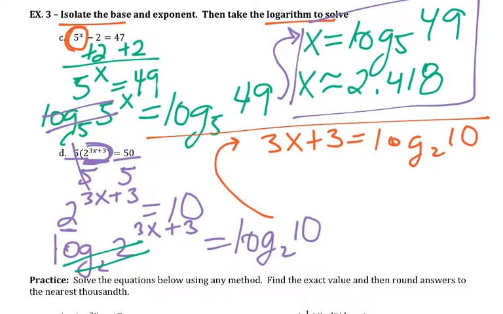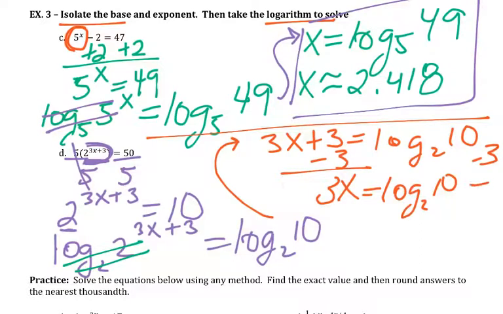Now don't change log base 2 of 10 into a decimal until the very, very end. We leave it exact. So here to get x alone, I'm going to subtract 3. And I get 3x equals log base 2 of 10 minus 3. I can't combine this minus 3 with anything in the logarithm. This is like a closed function. I can't take 3 away from 10 because the 10 is inside the logarithm.